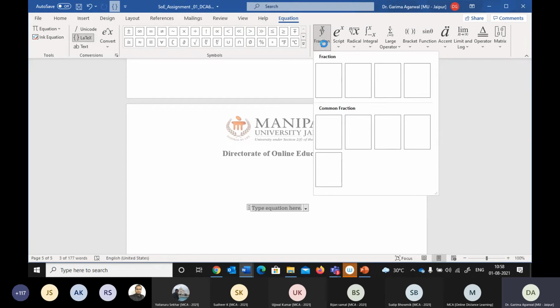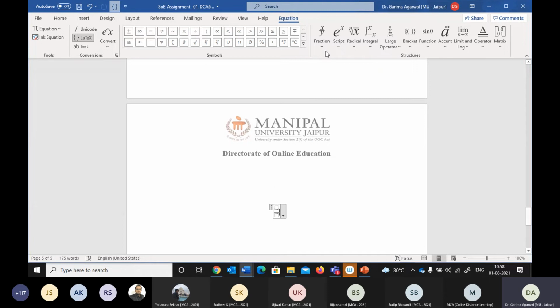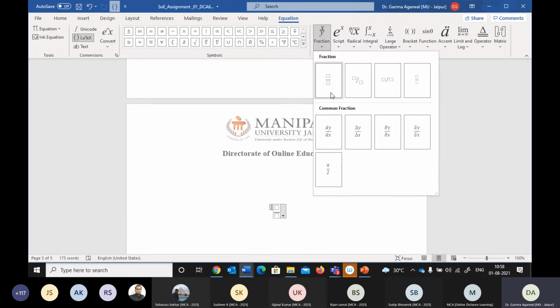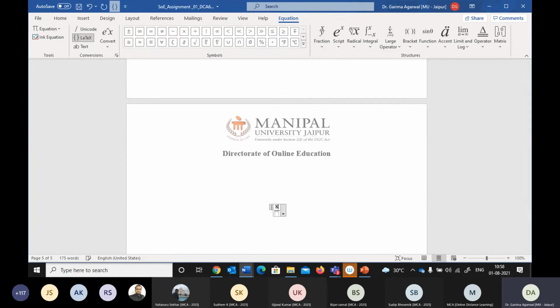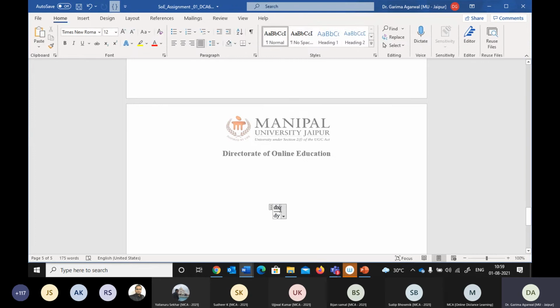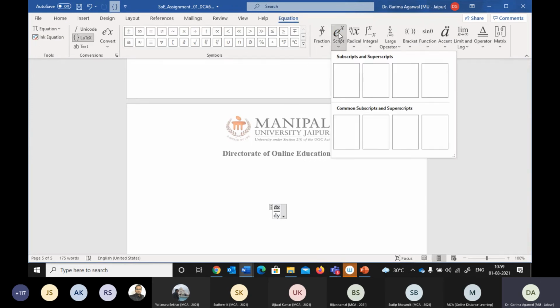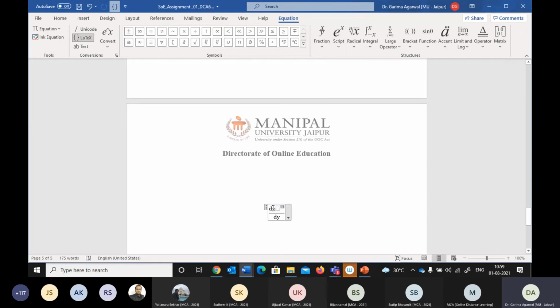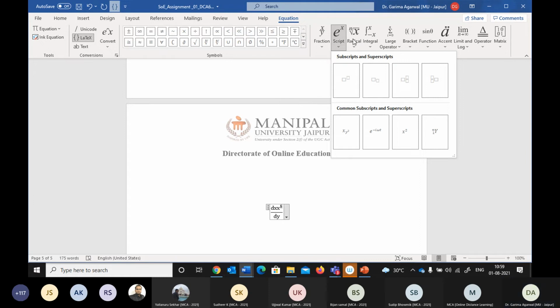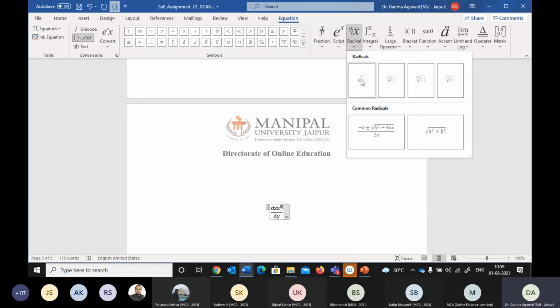Then whatever you want to type, like if you want to type, let's say, x upon y, from there you can take these terms. So this is x by y, right? Or let's say if you want to type dx upon dy, right? Again, if you want to write something like x raised to 5, from this step. If you want to write something like root or cubic root, you can use these terms.